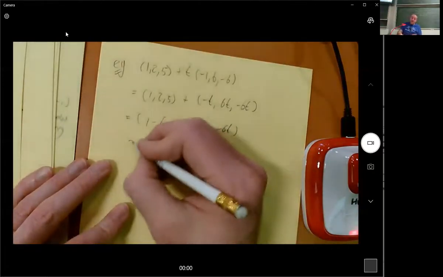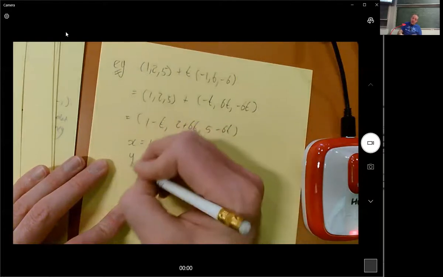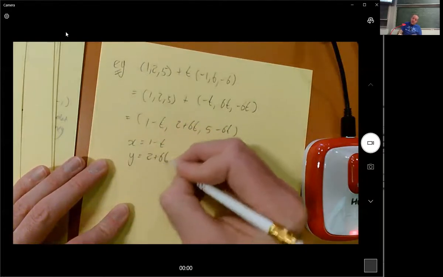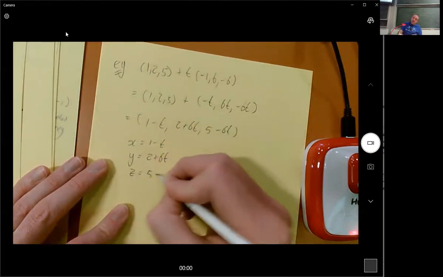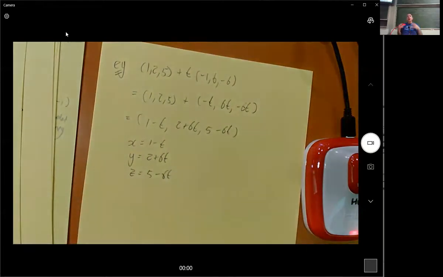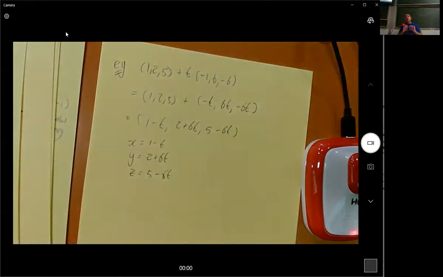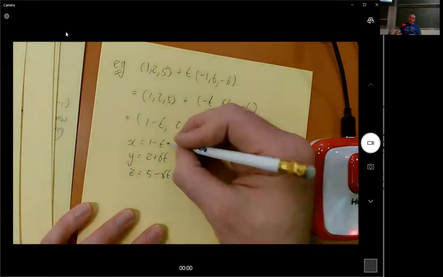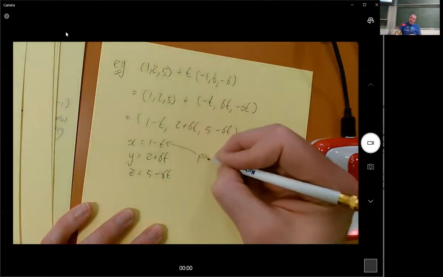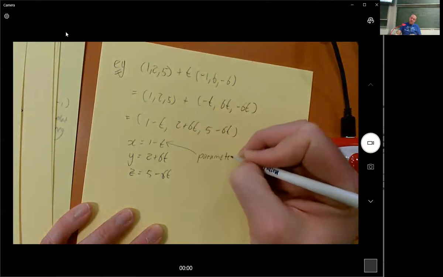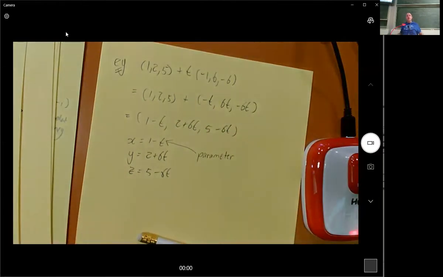Technically, the x coordinate is 1 minus t, and the y coordinate is 2 plus 6t, and the z coordinate is 5 minus 6t. It's called parametric because there is a single parameter that describes what the coordinates are. This letter t is called a parameter. If you do any statistics courses, they talk about parameters like the population mean and the population standard deviation. It's the same idea as just an unknown number.